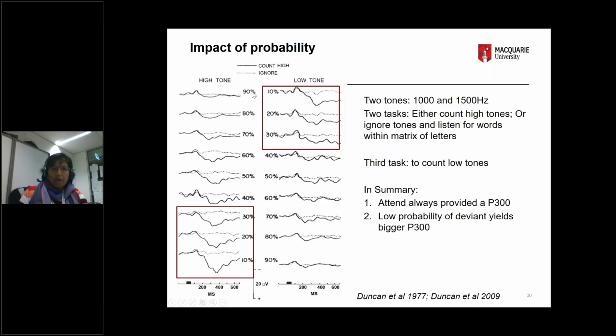And as the probability for when they are counting decreases from 90 to 10%, and actually between 30 and 10, that's when you see a P300 trough. Low tone, same thing. They just had to count the low tones. And again, so long as the probability was between 30 to 10%, P300 was present.